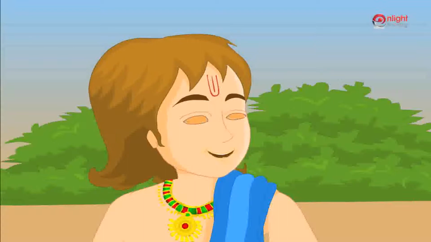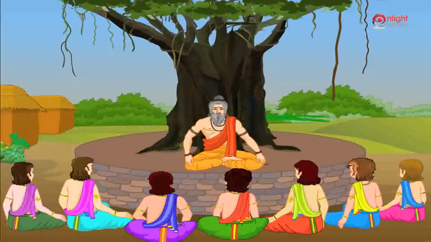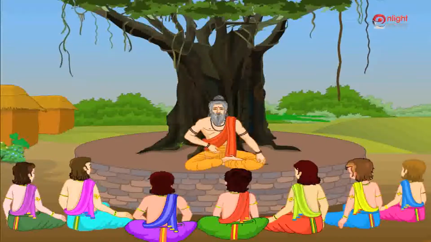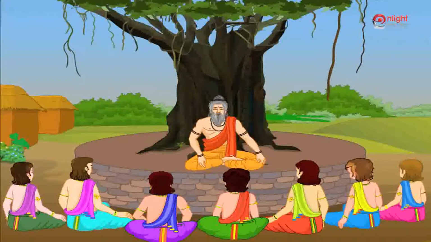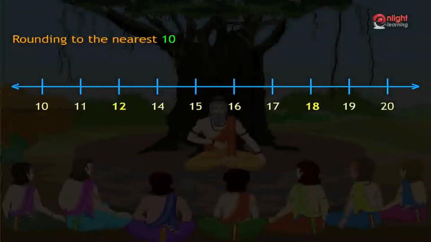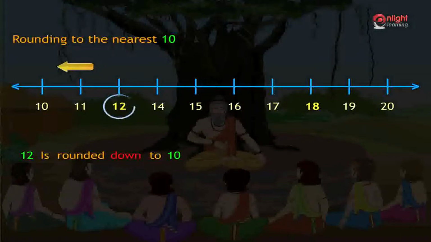Guruji, what does rounding off mean? I was about to teach you rounding off the numbers in the next class, but it seems you will have to learn about it now. Look at the numbers on the number line. Let us choose the number 12. You can notice that 12 is closer to 10 than 20. So 12 is rounded off to 10, while considering the nearest 10.